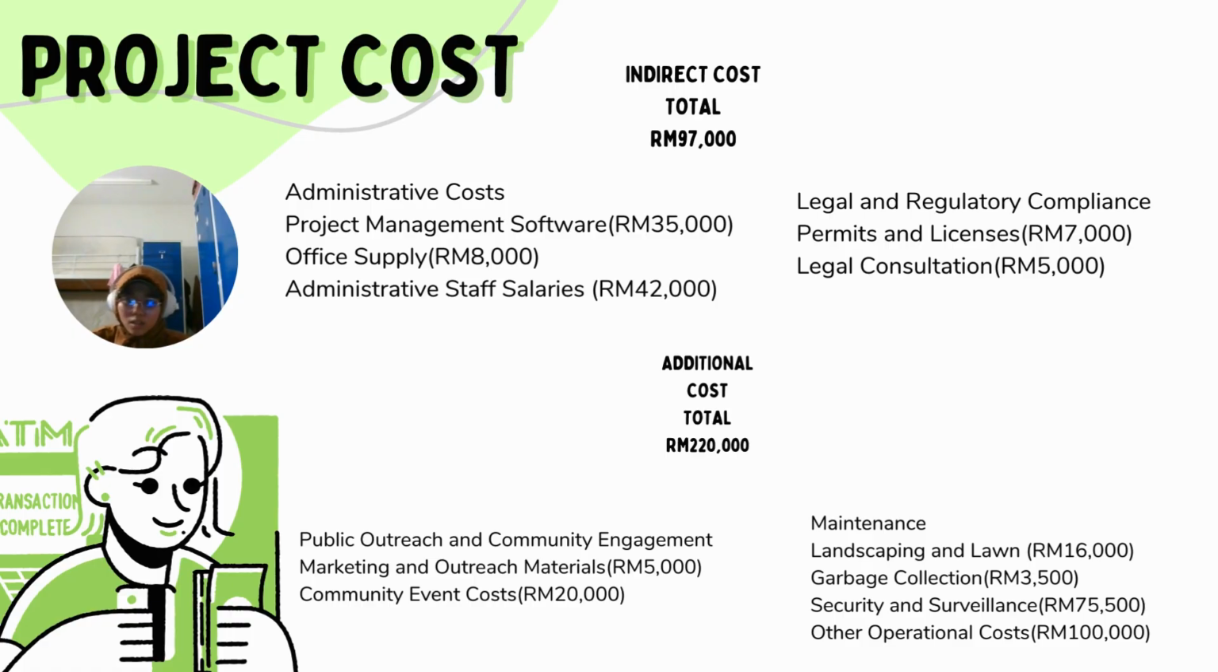Next, we have additional costs, also divided into two divisions, which are public outreach and community engagement, and maintenance. For public outreach, we have marketing and outreach material and also community event costs. Under maintenance, we have landscaping and lawn, garbage collection, security and surveillance, and also operational costs, which total up to 220,000 ringgit. All of these costs, which are the direct costs, indirect costs, and additional costs, total up to more than 1 million ringgit.